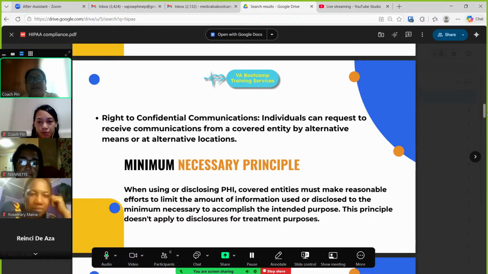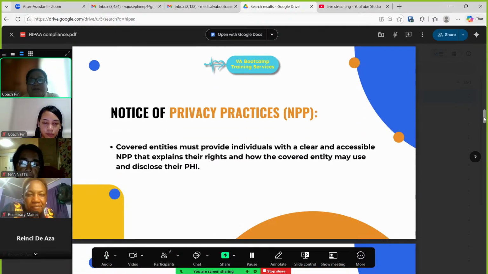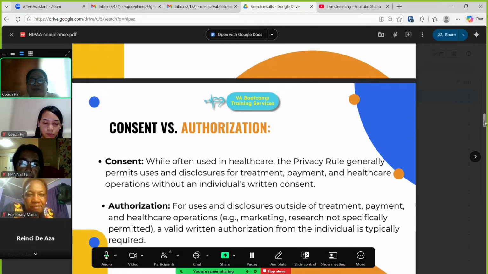Okay, so what is the minimum necessary principle? So when using or disclosing PHI, covered entities must make reasonable efforts to limit the amount of information used or disclosed to the minimum necessary for the intended purpose. So this principle doesn't apply to disclosures for treatment purposes. So these are other terminologies.